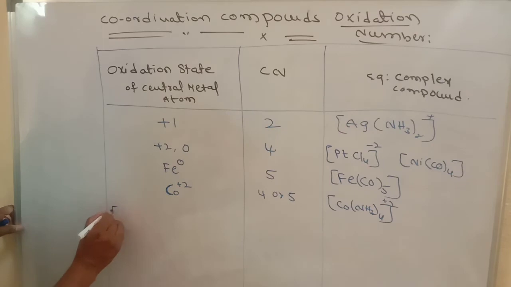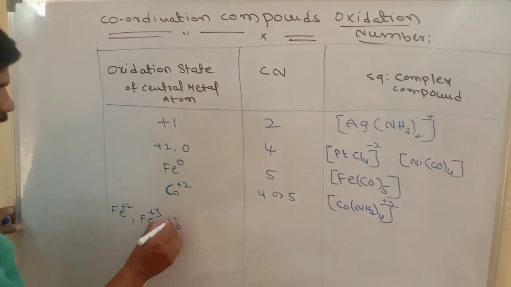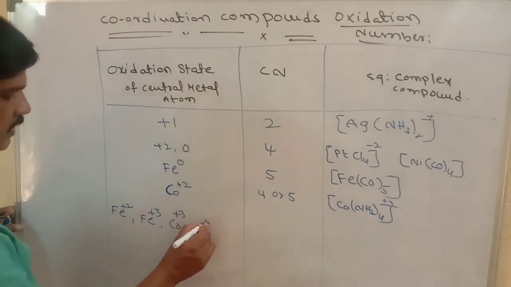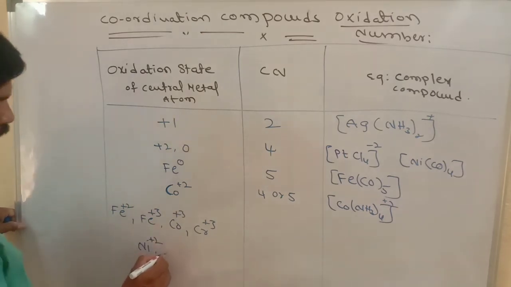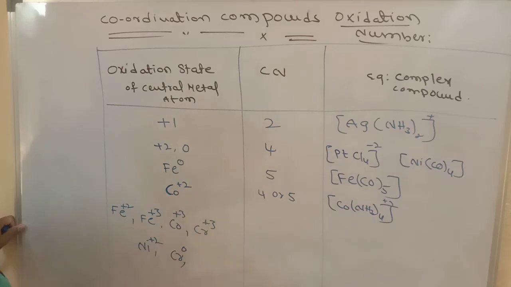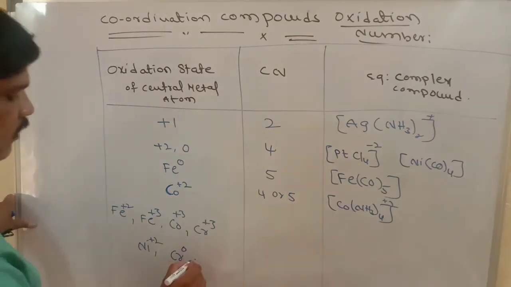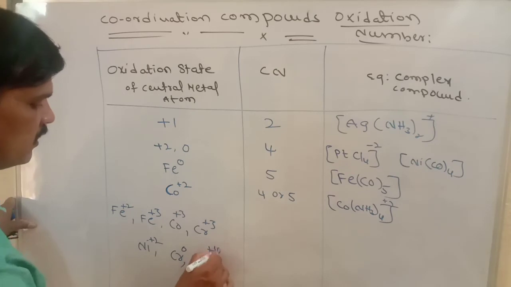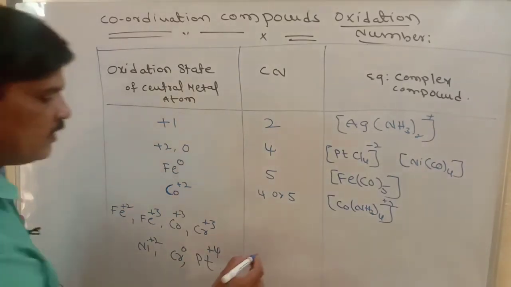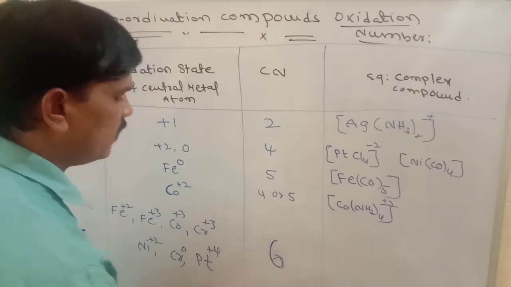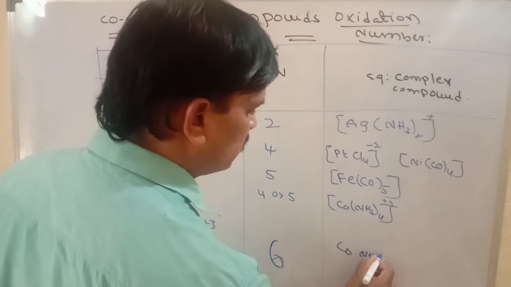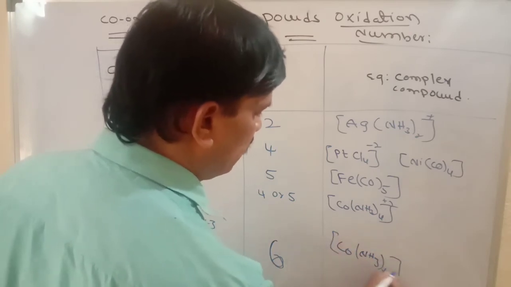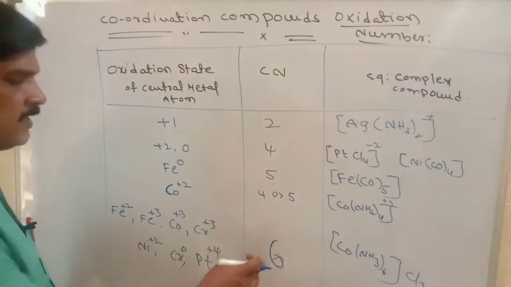If you observe Fe +2, Fe +3, cobalt +3, chromium +3, nickel +2, chromium 0, and platinum +4, if you observe these types of oxidation states, definitely their coordination number is 6 only. So many examples are there. For example, Co(NH3)6 Cl3. This is one example for 6 coordination number.